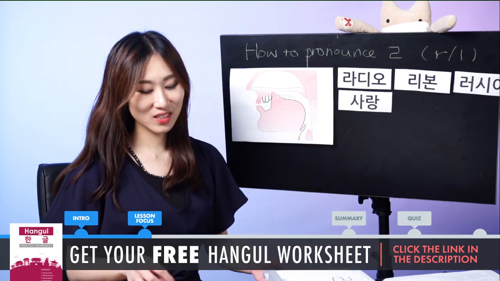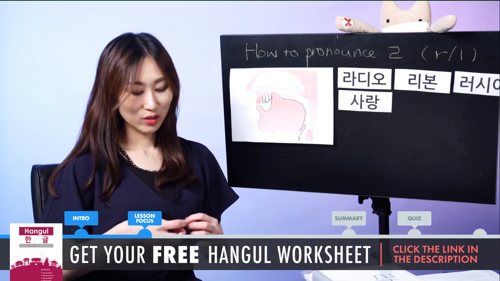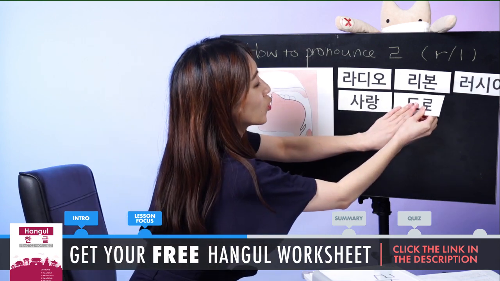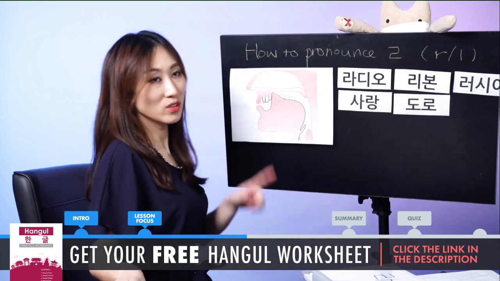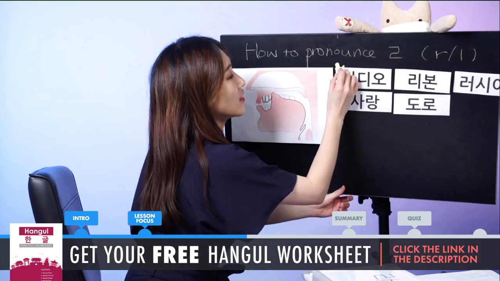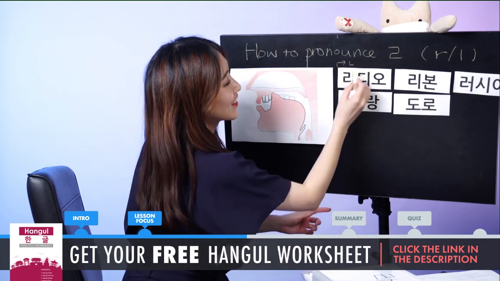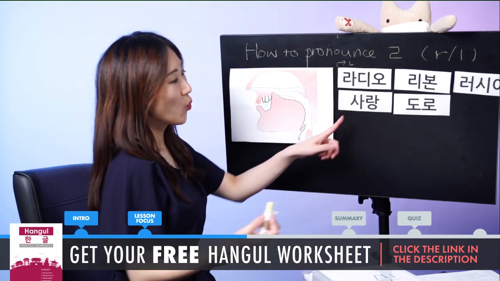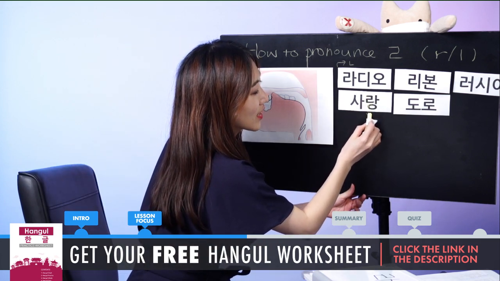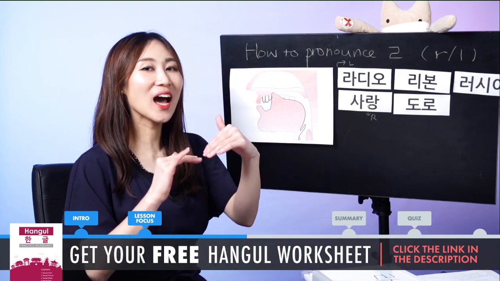Okay, 사랑 means love. How about this? Road in Korean is 도로. So the tip is when it starts with the ㄹ sound, it's more like the L sound. Start like this. Then it's an L sound. When it's in the middle of the word, it's more like the R sound. It's not 살랑, it's 사랑.